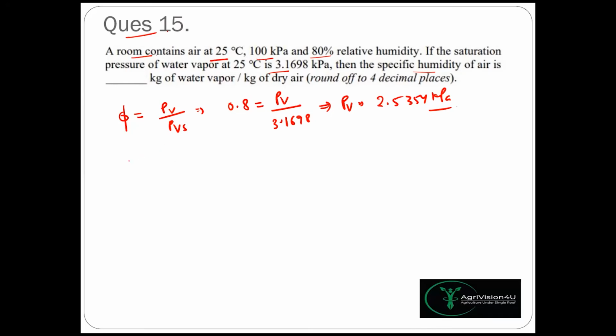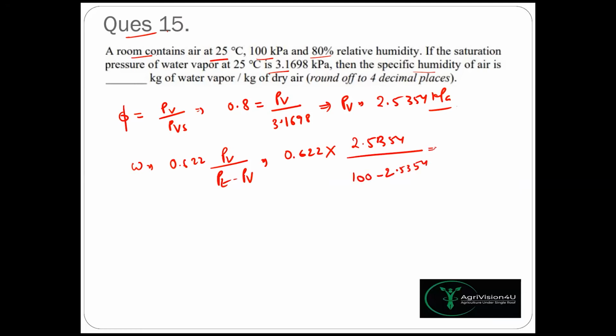Now we have to find out the specific humidity. Specific humidity is equal to 0.622 multiplied by PV divided by PT minus PV. So we just have to put the value of PV and PT over here. PV we have found, that is 2.5354. Total pressure is given to be 100 minus the 2.5354, and ultimately the specific humidity will come 0.0161 kgs water vapor divided by kgs of air. That means this is the specific humidity that we are getting, 0.0161 would be the answer.